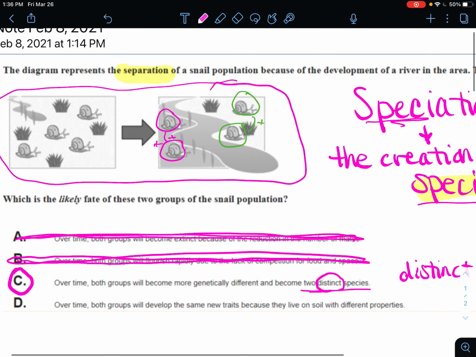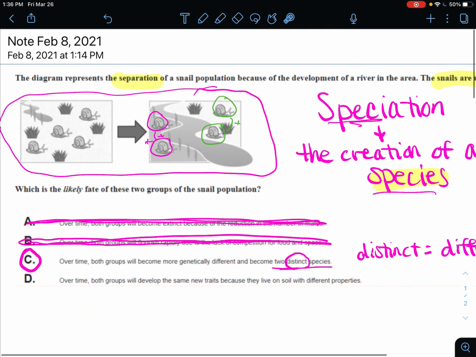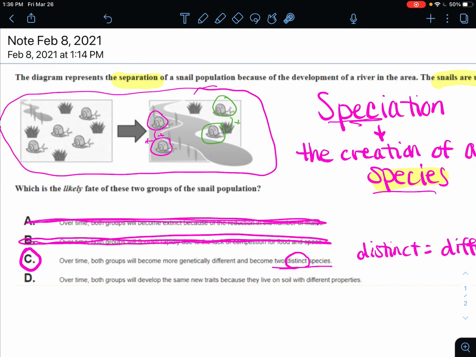But let's, real quick, why is choice D wrong? It says over time, both groups will develop the same new traits because they live on soil with different properties. Again, that sounds like a fancy answer. It sounds real smart, but does this picture give you any information about the type of soil they live on? No. We have no information about that. If a question throws in info that sounds real good but has nothing to do with the question, it's probably not the right answer, okay? And again, it says we'll develop the same traits, but we know that the opposite is happening here. We're going to eventually become more and more different, not the same. So D is not going to be our answer.